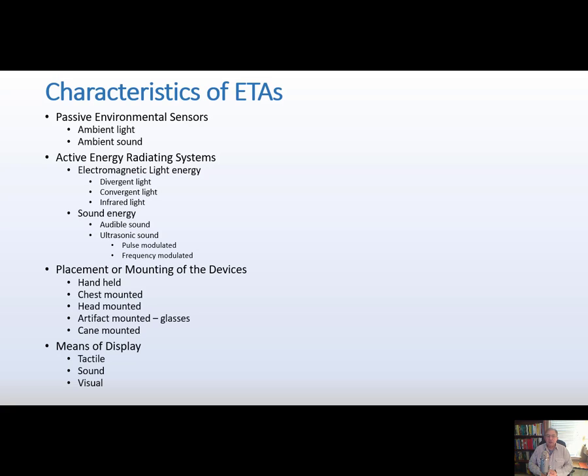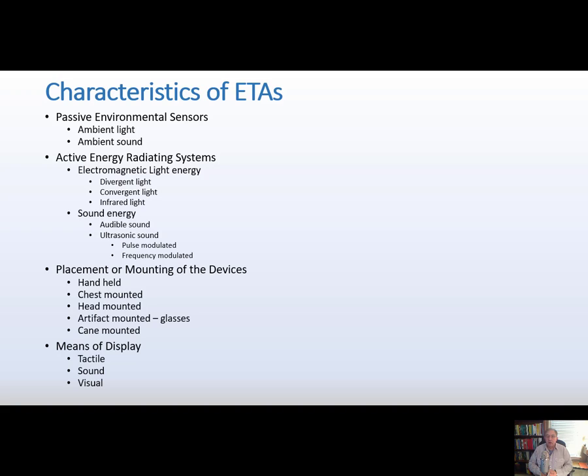Then we move to the active energy radiating devices. Those devices emit their own energy. And there are two categories. One category is emitting light energy, another category is emitting sound energy. Those that emit light can emit different kinds of light. First of all, there's divergent light, which is the normal light that we would see coming out of a flashlight. And that light would bounce off of whatever might be in front and be received by the device and tell the individual that something is there.